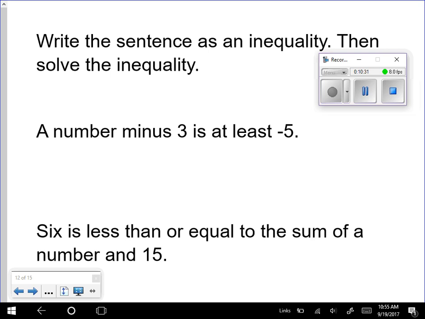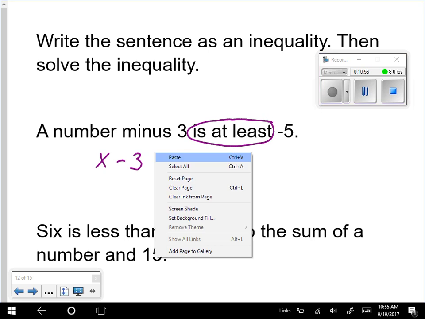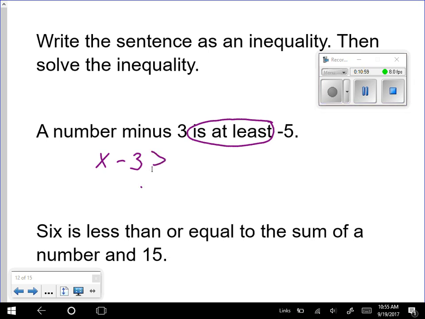It says a number minus 3 is at least negative 5. So a number, we're going to call that x, minus 3 is at least, okay? If it's at least, the question you should ask yourself is, could it be bigger or could it be smaller? So if it's at least, could it be bigger? Well, yes, because it's at least. So we're going to say greater than or equal to negative 5. Then to solve this, I'm going to add 3 to both sides. So x is going to be greater than or equal to negative 2.